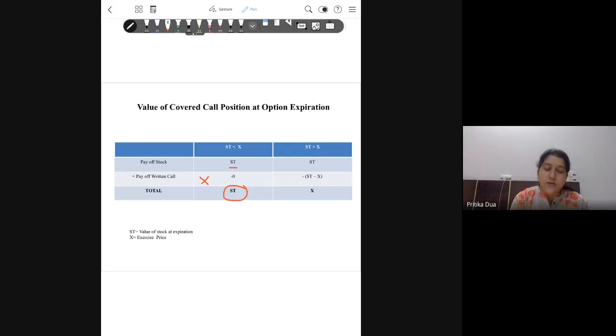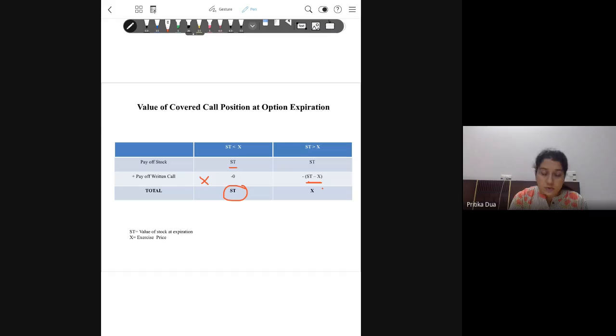On the other hand, if the spot rate is greater than the exercise price, your call option will be exercised and you make a loss. What will that loss be? ST minus X, and your payoff from this option strategy will be X, that is the exercise price on the contract.